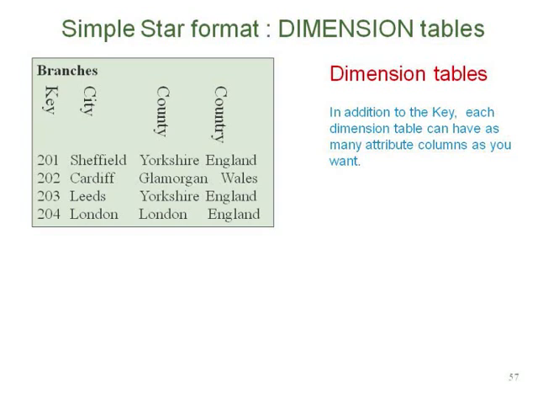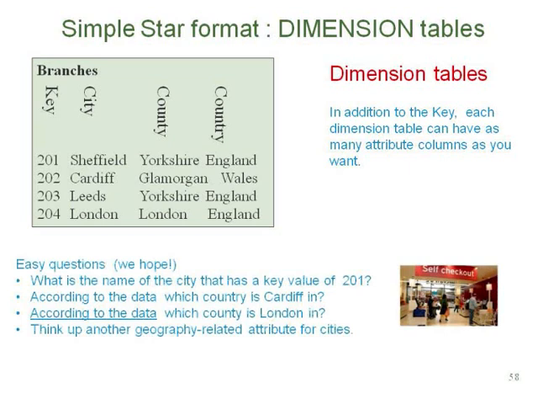So again, we want you to answer some questions. Here goes. What is the name of the city that has a key value of 201? You should have said Sheffield. Next question. According to the data, which country is Cardiff in? The answer to this is Wales. According to the data table, which county is London in? Well, according to our data structure, the City of London is in the County of London.